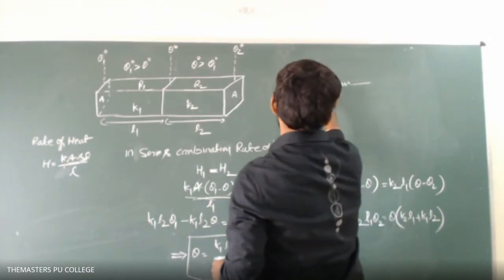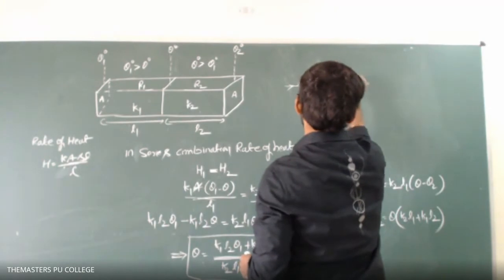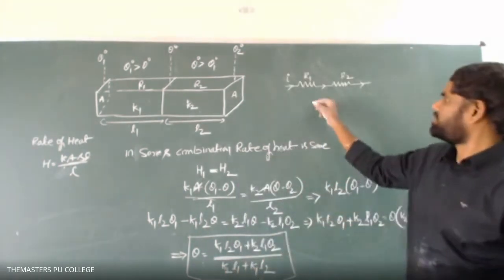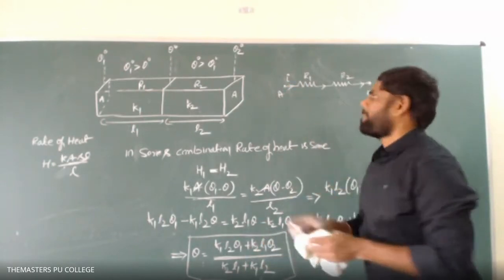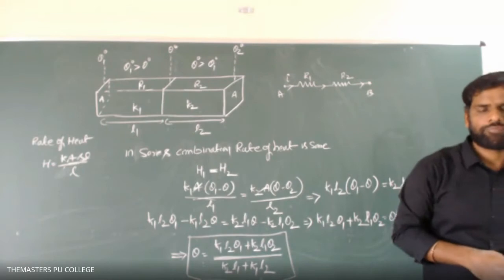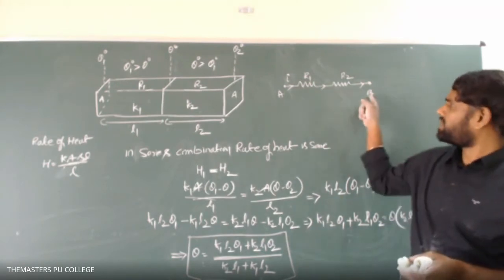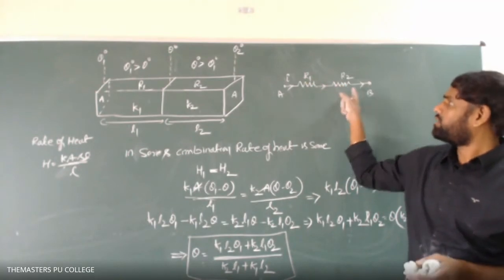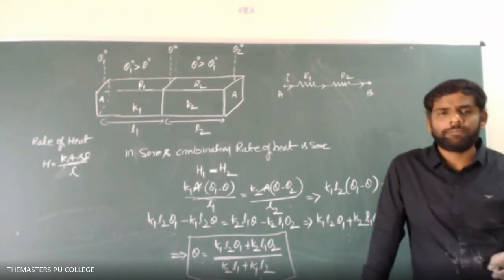So here let us compare with electrical resistance. This is R1, this is R2. A current I is flowing. What is the equivalent resistance between the points A and B? That we have studied in lower classes. There are two points, and in between those two points, two resistors are there, R1 and R2. What is the equivalent resistance between A and B?